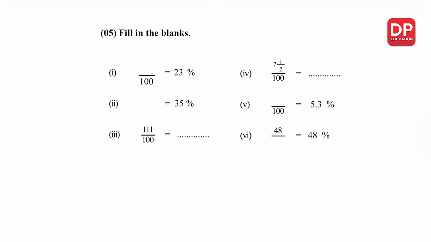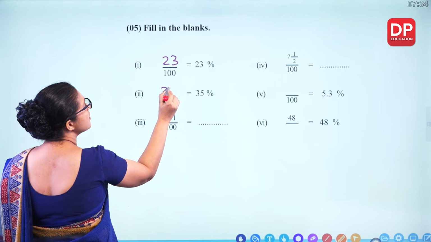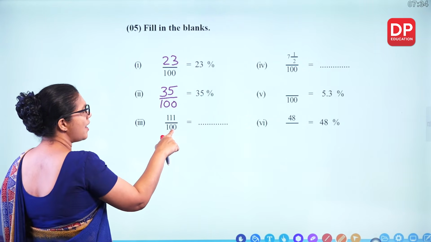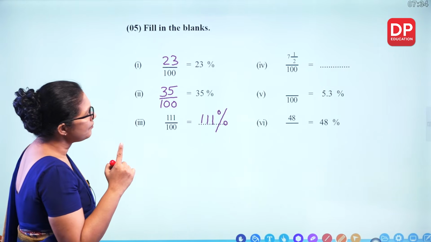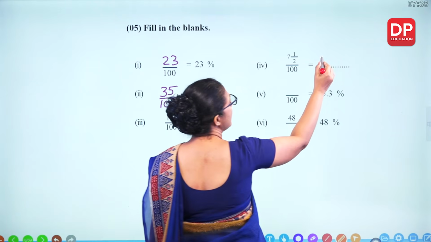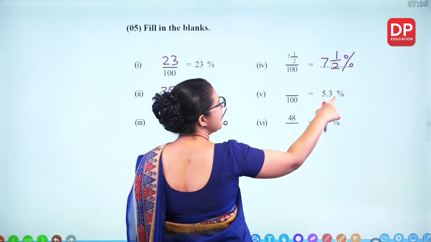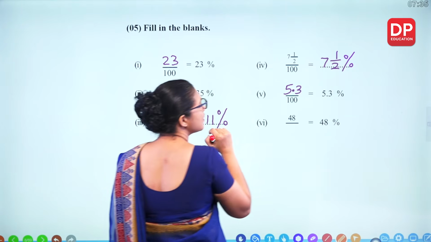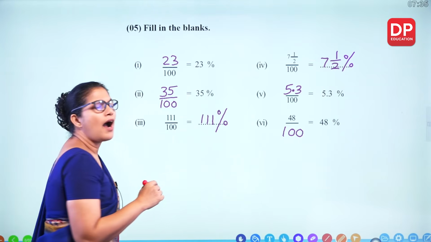Fill in the blanks. You have given 23%. That means 23 out of 100. 35%, how can you write? 35 over 100. 111 over 100 as a percentage, 111%. 7.5 over 100, I can write this as 7.5%. 5.3%, that means here you get 5.3. 48%, that means 48 over 100.